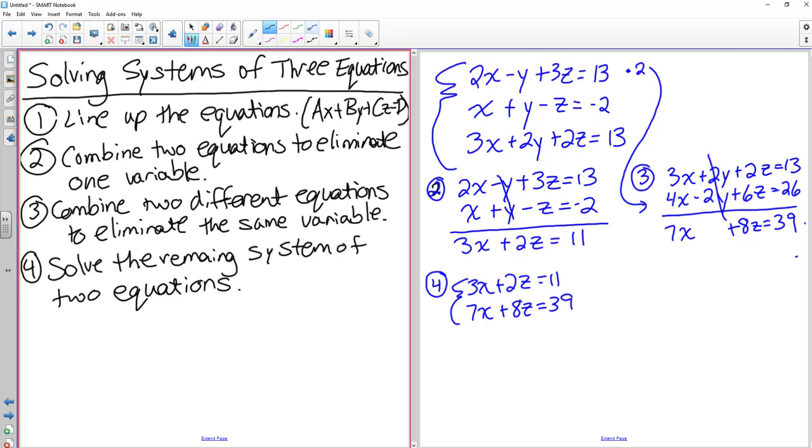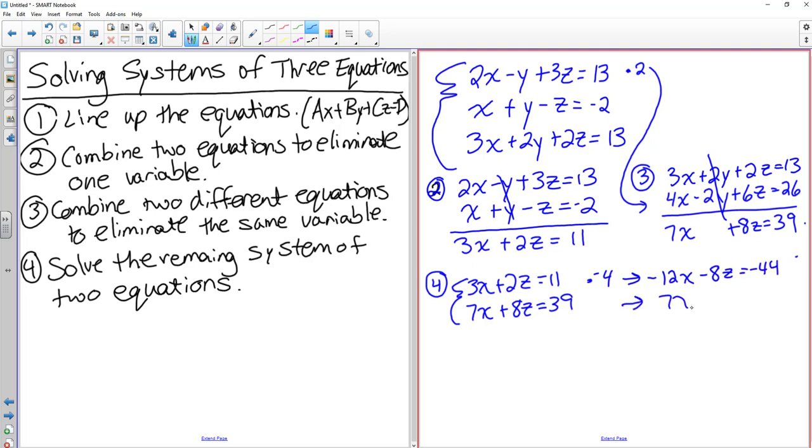So it looks like the easiest thing to do will be to multiply the top by a negative 4. So I'll have a negative 12x minus 8z equals negative 44. And then I'll bring the second equation over. I don't have to do anything to that because now I have a minus 8z plus 8z gone. And I have negative 5x equals, it looks like negative 5. So x is 1. Okay, so I got 1.